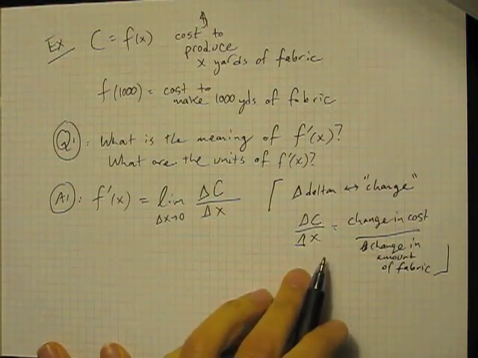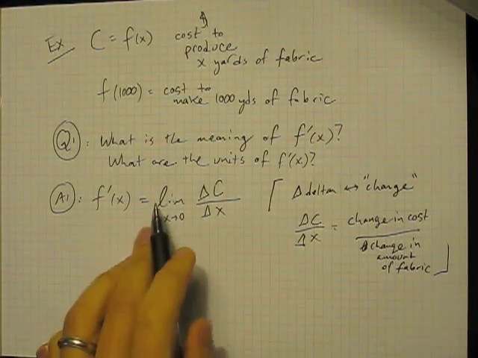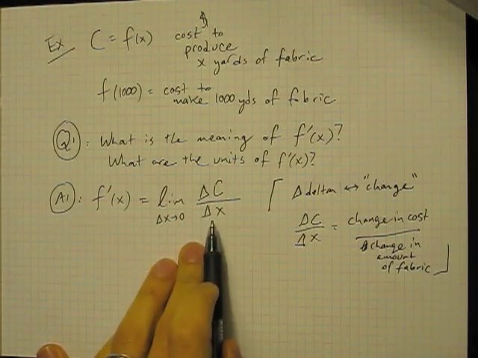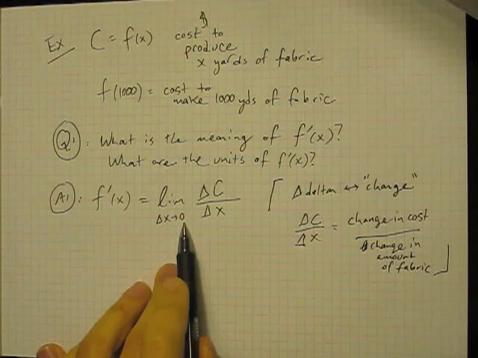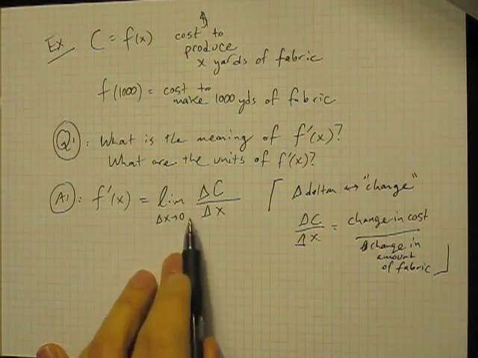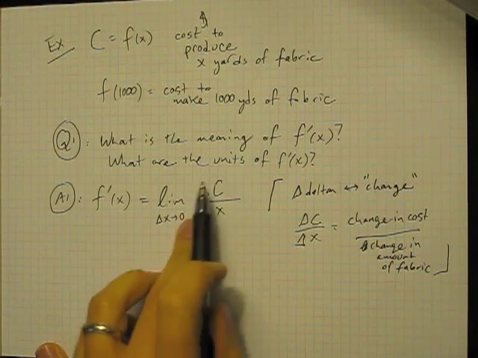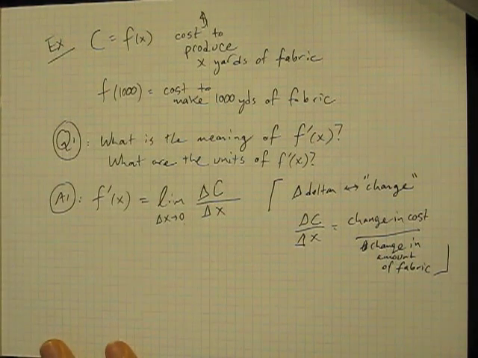Okay. So what we're asking ourselves for the instantaneous rate, so this would be an average rate of change of the cost per amount of fabric. If we let the amount of fabric we're making go to 0 in this expression, then we get the instantaneous rate of change of this cost function with respect to the amount of fabric.